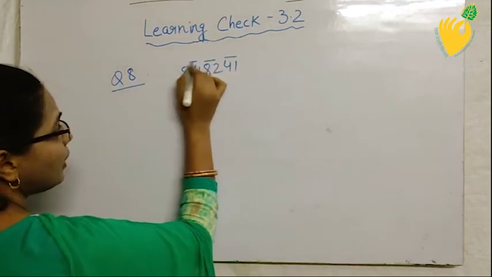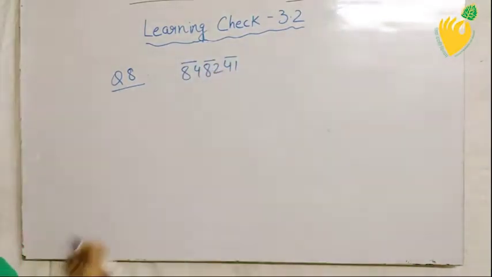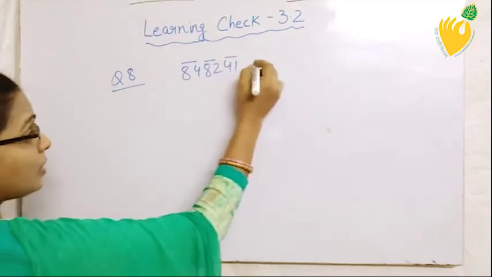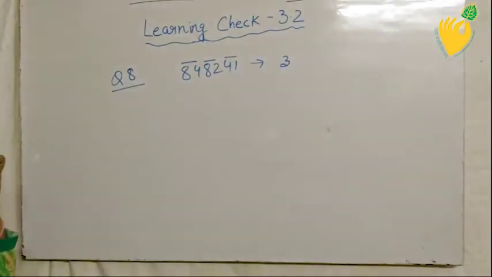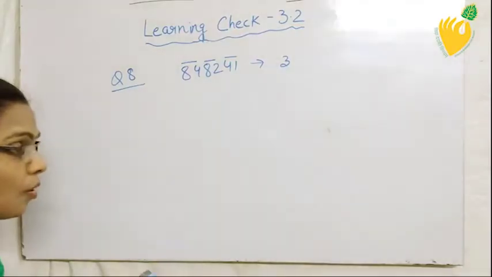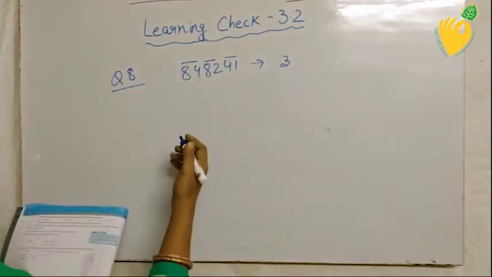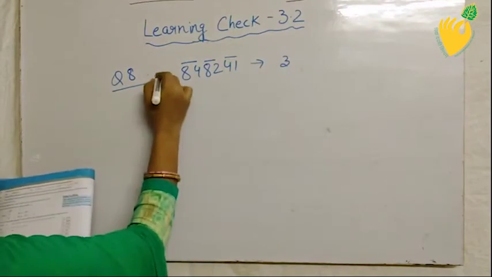1 pair, 2 pairs and 3 pairs. So the number of pairs, that means the number of bars, is 3. So the number of digits in the square root of this is 3. Suppose, students, the number of digits is odd, see this question.